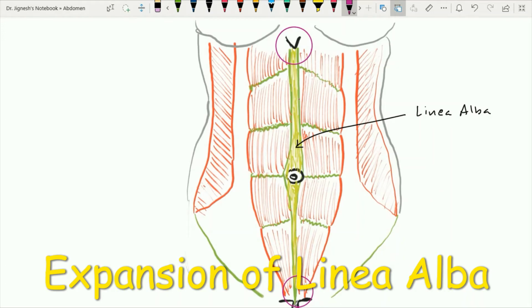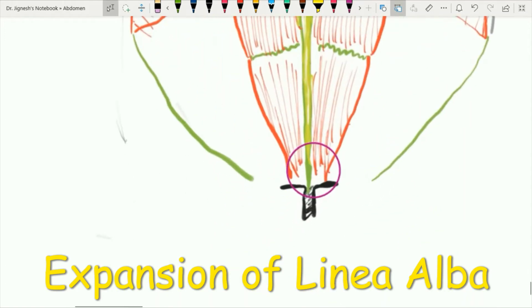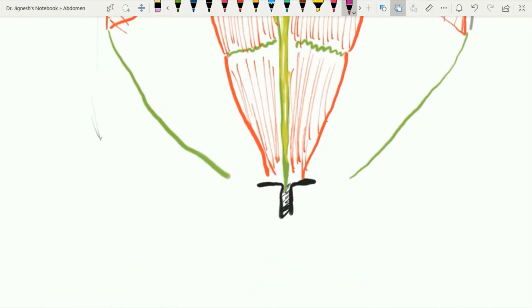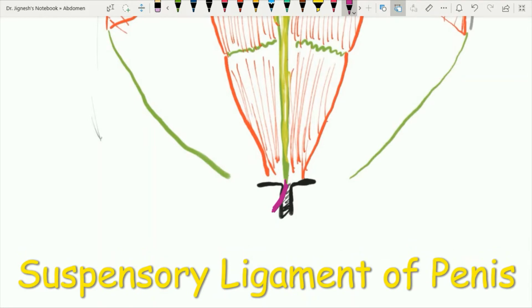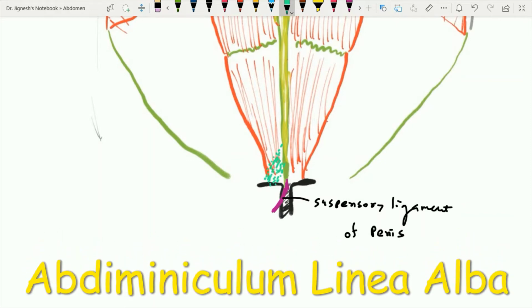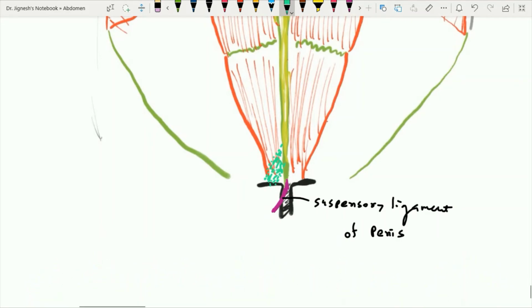In the lower part, this linea alba has two expansions, and one expansion passes superficial to the pubic symphysis, and this expansion is going to attach with the dorsal surface of the penis and form the suspensory ligament of the penis. And the deep fibers of this linea alba pass posterior to the rectus abdominis muscle, and they are going to attach with the pubic crest, and these deeper fibers of the linea alba are called the adminiculum linea alba.